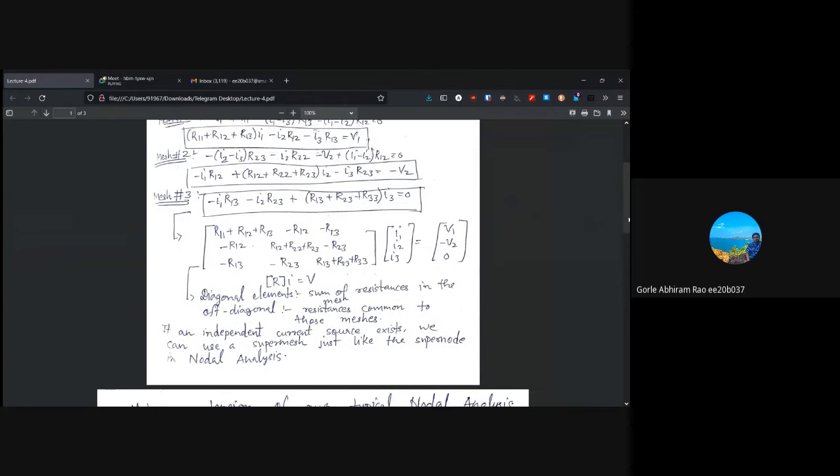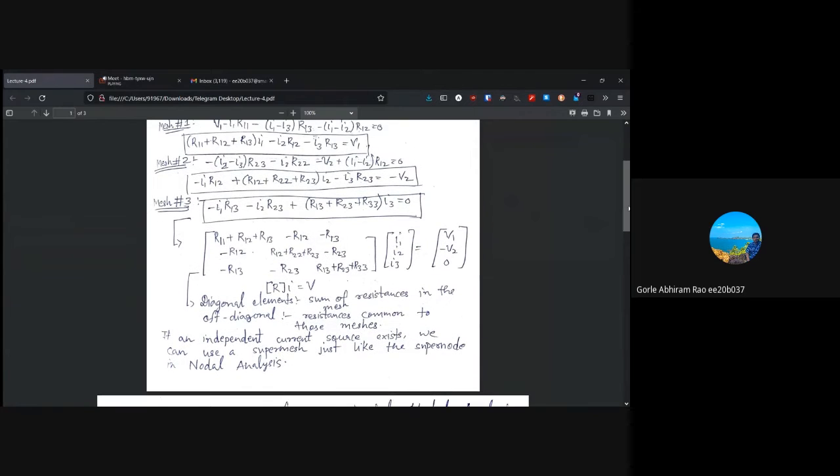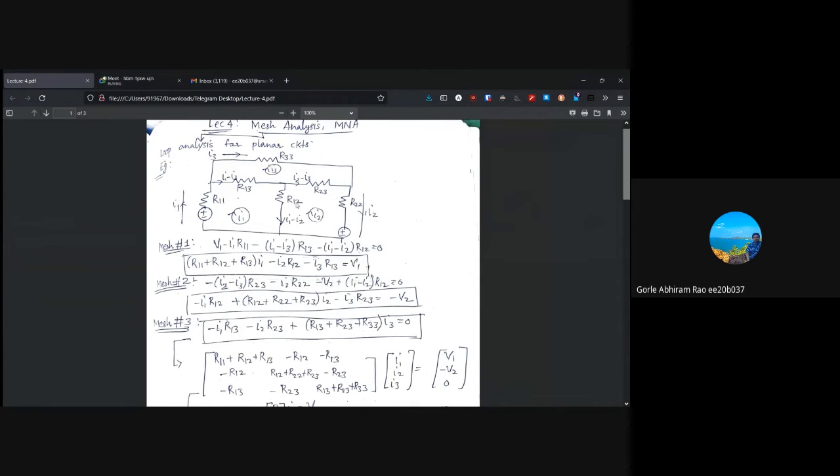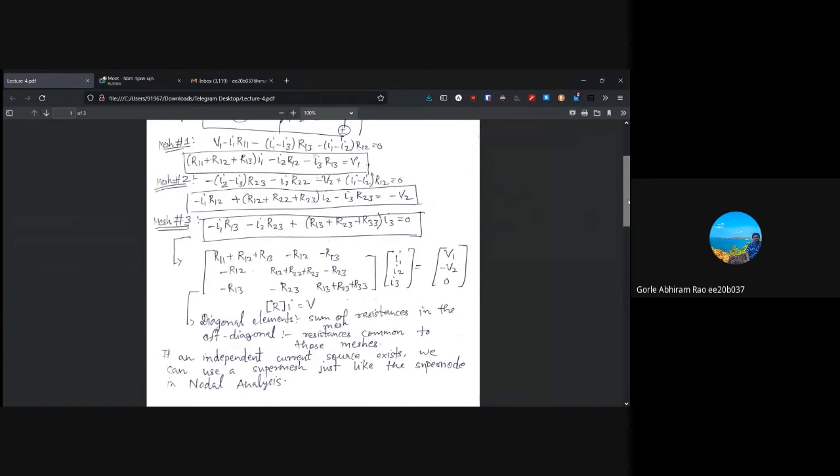So if you want to find I, it's just the inverse of the R matrix into the voltage vector, or the source vector. And if you look at this resistance matrix, another thing you can say is that the diagonal elements are basically just the sum of resistances in that particular mesh. Like for the first mesh, R11, R13 and R12 are present. So just the sum of these three resistances is going to be a diagonal element for this first mesh. And similarly, we can say the same for mesh 2 and mesh 3.